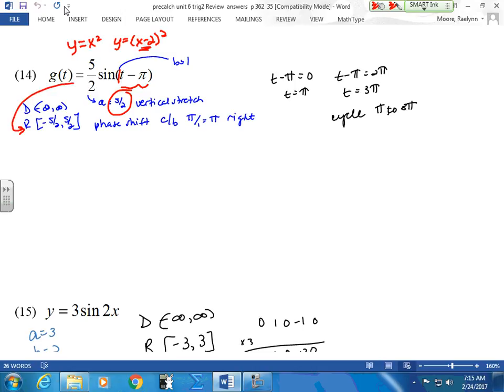Okay, domain, we know domain. Frequency is 1. Now all we got to do is take this guy and move it the opposite way, and we do C over B, but in this case B is 1. So we're just going pi units to the right. So that's all we have to say. So instead of starting this at 0, this is a sine curve, we're going to start it here at pi. The frequency is 1, so it's just going to go 0, 5 halves, 0, negative 5 halves, 0.